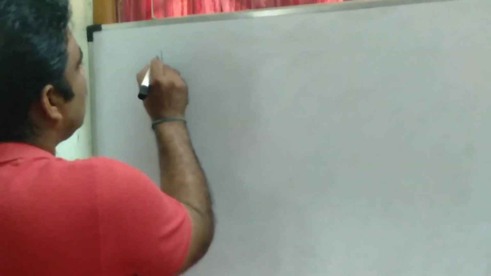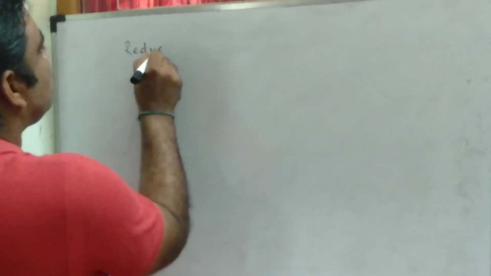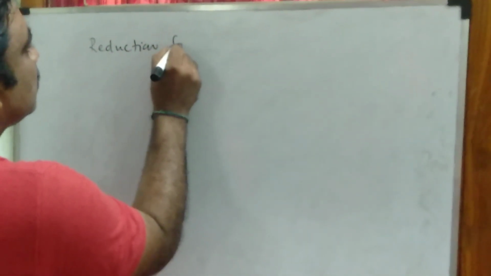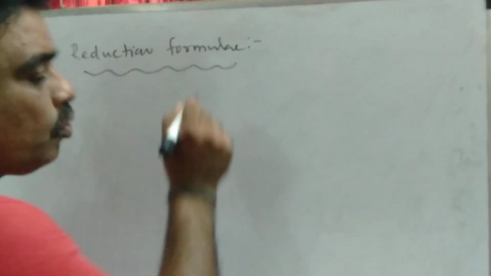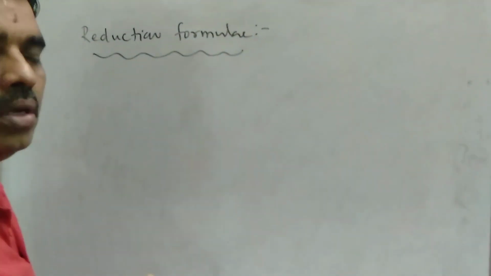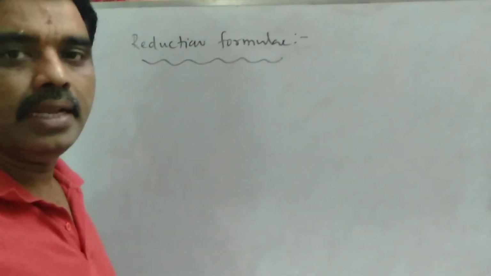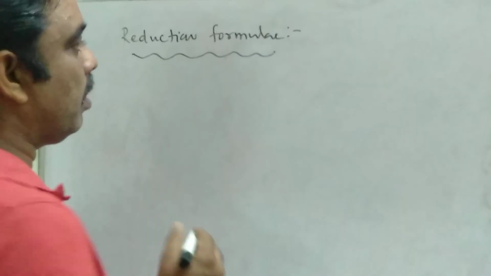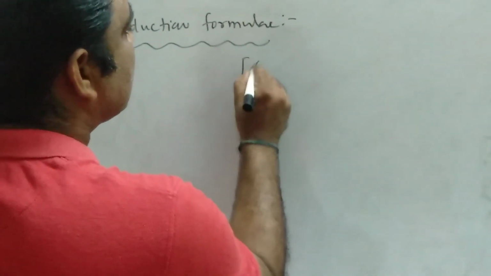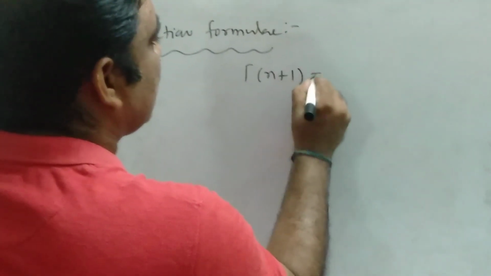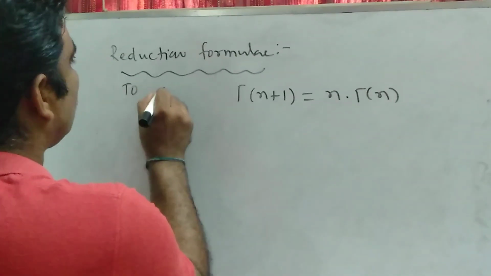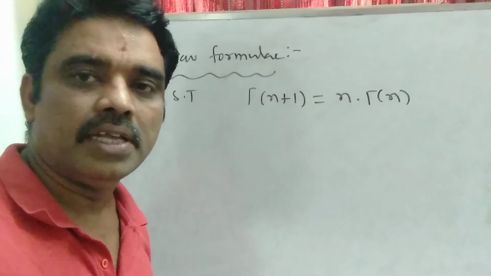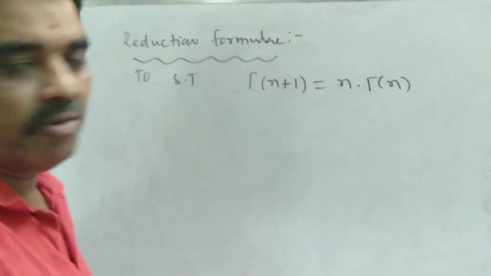Next one is the reduction formula. How to find the next values? Gamma of 2, gamma of 3, gamma of 4. Those values can be evaluated by using the reduction formula. So the reduction formula is gamma of n plus 1 is equal to n into gamma of n. Now I want to show this: to show that gamma of n plus 1 is equal to n into gamma of n.